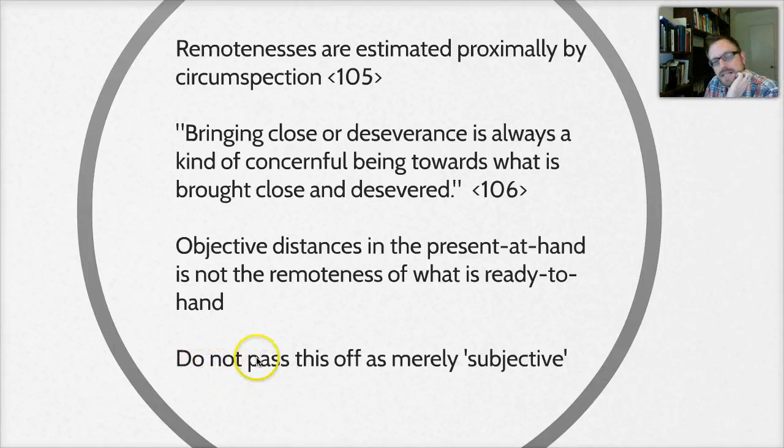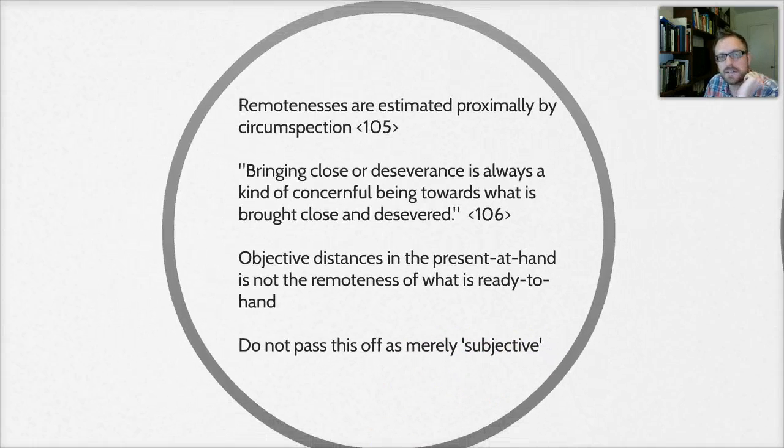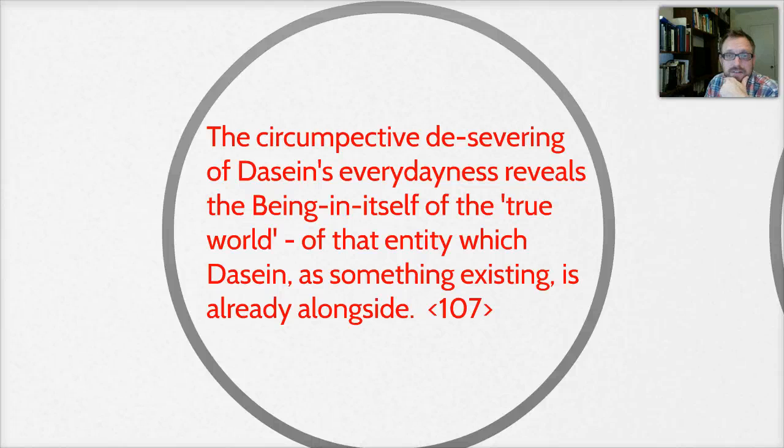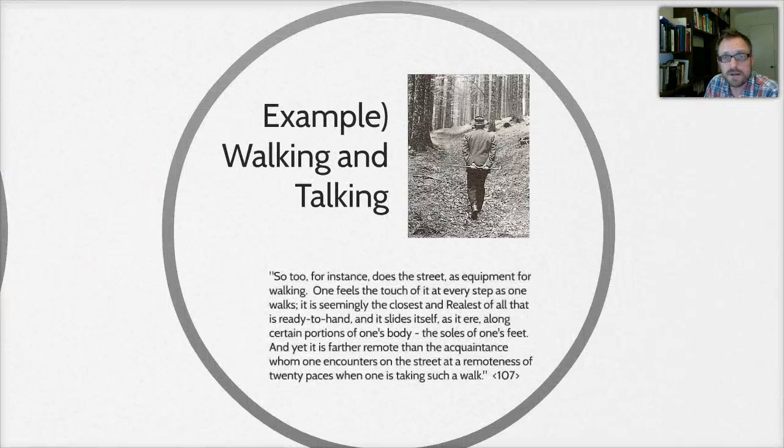But be careful not to pass this off with the idea that it's all subjective, right? Dasein's spatiality is not purely a matter of subjectivity. In fact, we really need to jettison the language of subjectivity and objectivity eventually, right? The circumspective dissevering of Dasein's everydayness reveals the being-in-itself of the true world, of that entity which Dasein, as something existing, is already alongside. So when we talk about dissevering here, we're actually talking about the way the world really is, the reality of the world in its most fundamental sense.